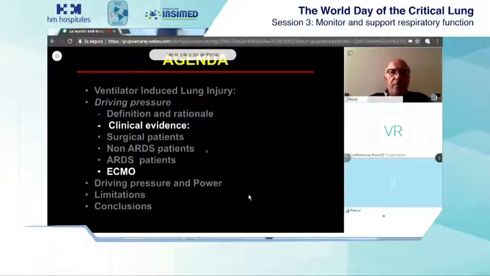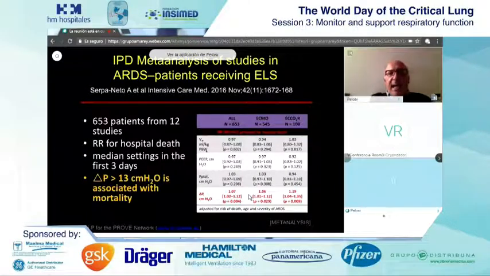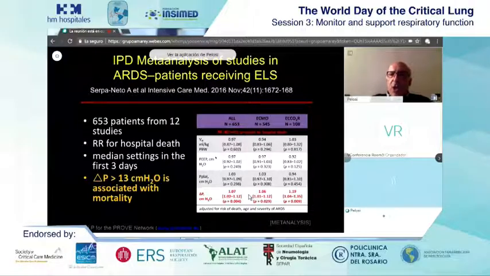What about ECMO? We found in a large series of patients that driving pressure was the only parameter of the mechanical ventilator associated with mortality during ECMO. So again, this parameter seems to be very important when we are setting the tidal volume in this clinical condition.